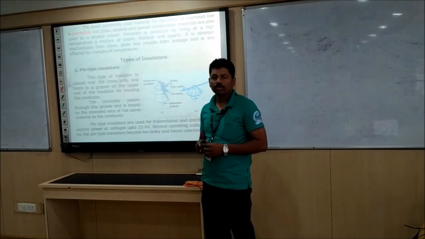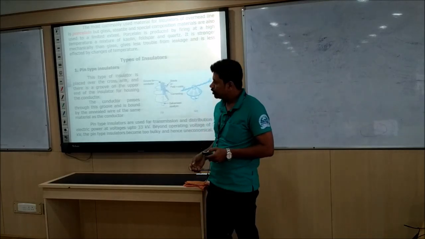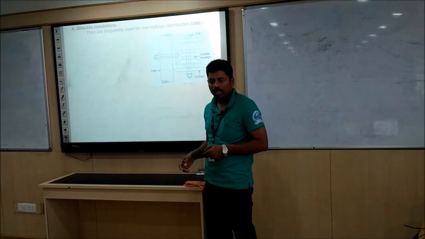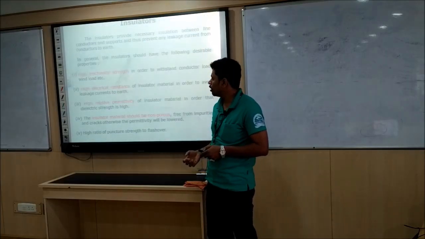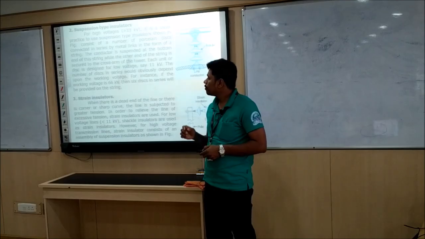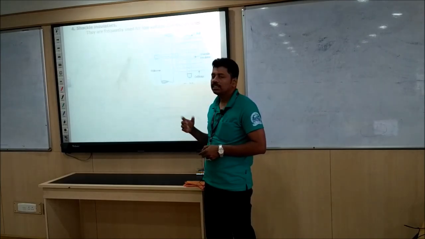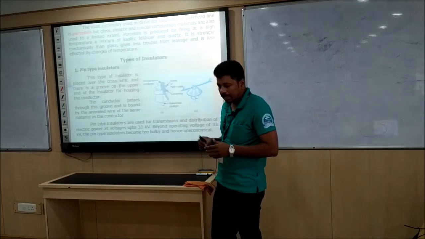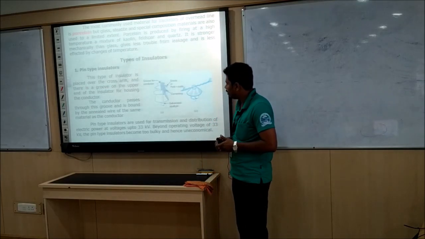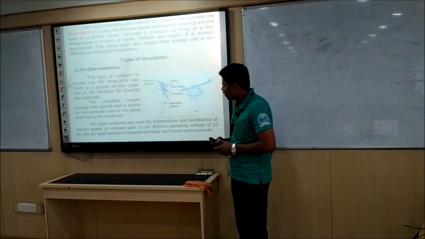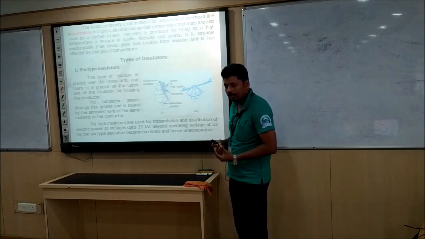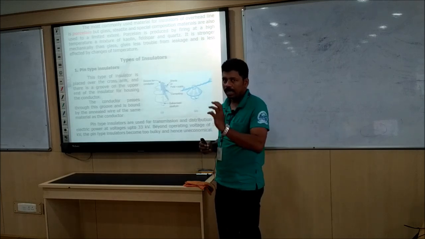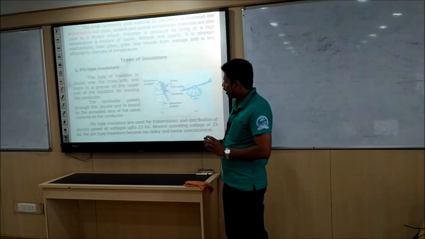And the various types of insulators. There are 4 types of insulators: pin insulator, suspension insulator, strain insulator and shackle insulator. Coming to the pin type of insulators, you can see in the diagram how it looks. There is a galvanized steel pin at the bottom, where we have to fix it in the transmission line, and your conductor is at the top.